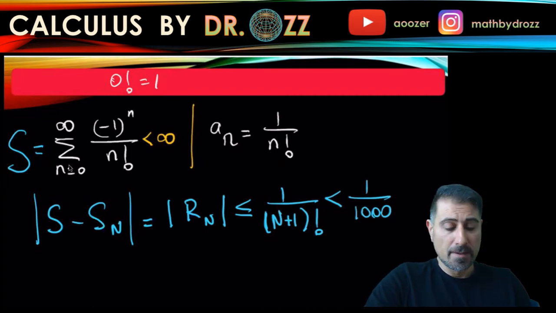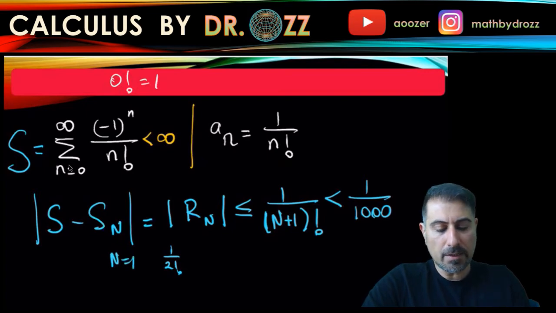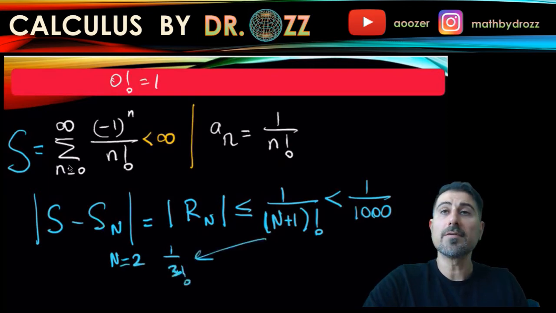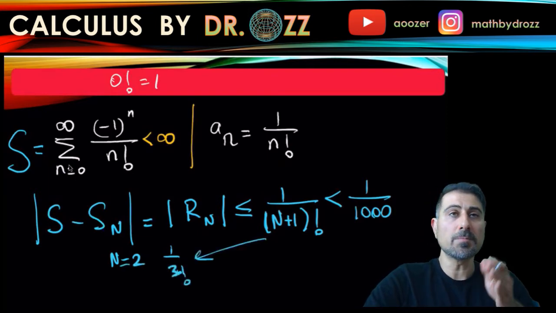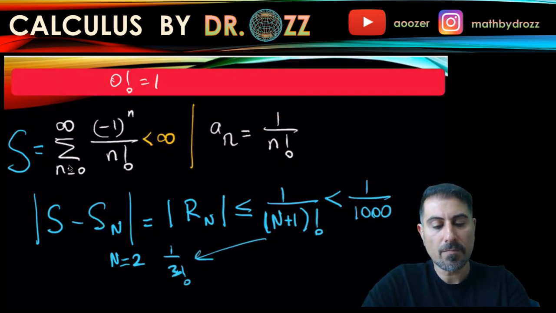So when N equals 1, this is 1 over 2 factorial, which is 1/2. 1/2 is not less than 1/1,000, so N equals 1 is not good. How about N equals 2? When N equals 2, it's 1 over 3 factorial. 1 over 3 factorial is 1 over 3 times 2 times 1, which is 1 over 6. That's still not small enough. How about N equals 3?